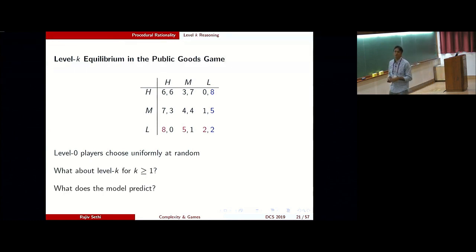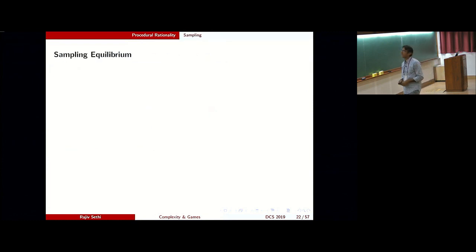Okay, so we know what the model predicts. Now I want to give you a completely different approach to thinking about procedural rationality, exactly the question that you asked, right? Which will give you a very different prediction in this, and I want to claim that it is empirically more valid. Okay, and this is what I'll refer to as sampling equilibrium.